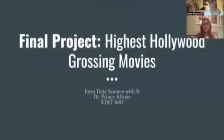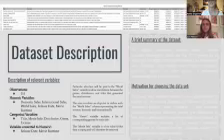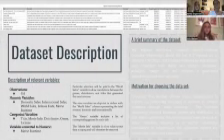And I'm Julia. So for our final project, we decided to look at the highest Hollywood grossing movies. We found our data set from the website Kaggle, and here's a little bit about our data set. Summary: our data set consists of the highest Hollywood grossing movies, and it provides information about the top 917 movies as of January 10th, 2022.